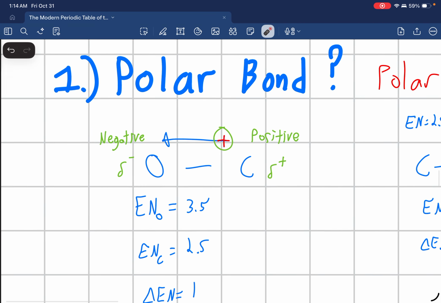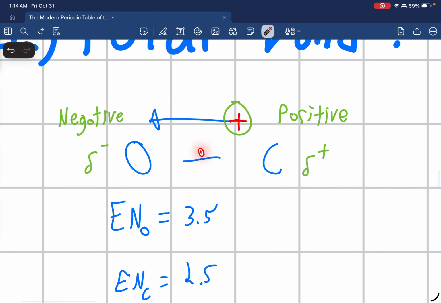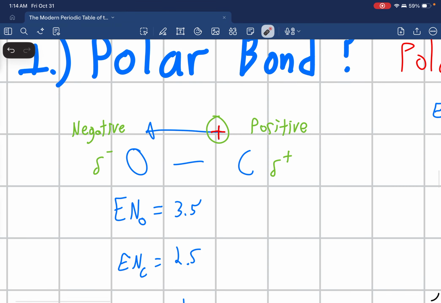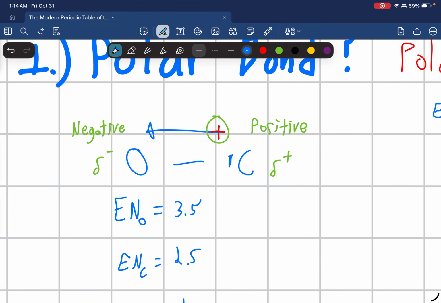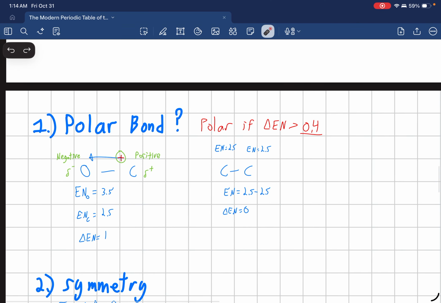You don't want to use an actual positive and negative because that assumes it's the entire charge, which isn't true because these aren't ionic. It's just the electrons being pulled a little bit. Maybe if they were in the middle here, now they're a little bit closer to the oxygen. So they're still close to the carbon, just not that close, obviously. But they are a little bit closer to the oxygen this way.